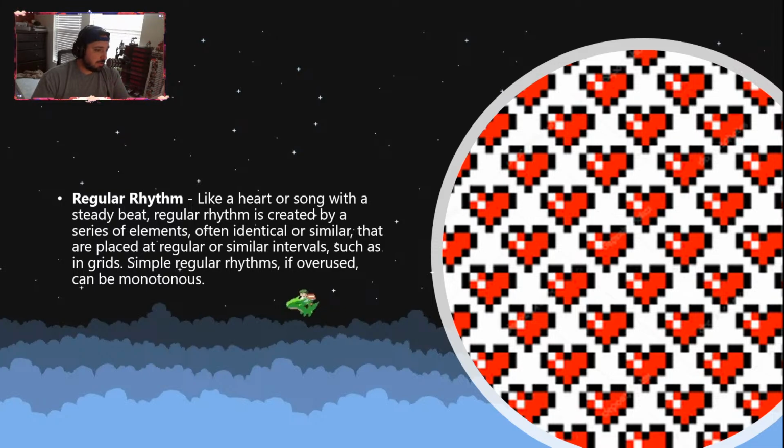So this heart pattern that we have here is a perfect example of regular rhythm, right? We have each one of these similar or identical elements placed in a grid, right? These hearts have been placed in a grid to create this pattern. So this heart pattern has regular rhythm to it, okay? If this type of rhythm is overused, it can become monotonous, right? If this is the only type of texture you had in your game, people are going to get very overstimulated by this type of rhythm, okay?